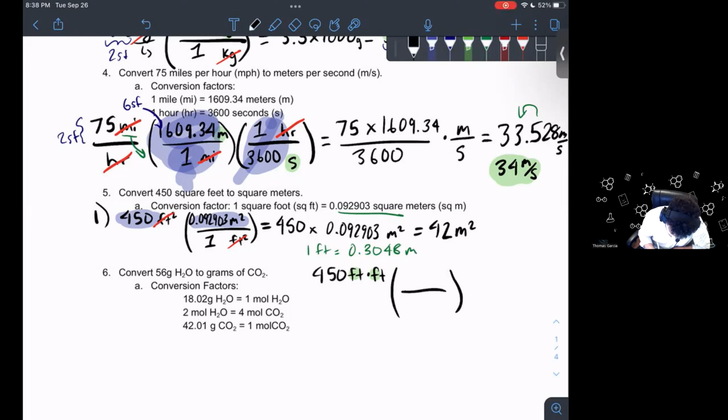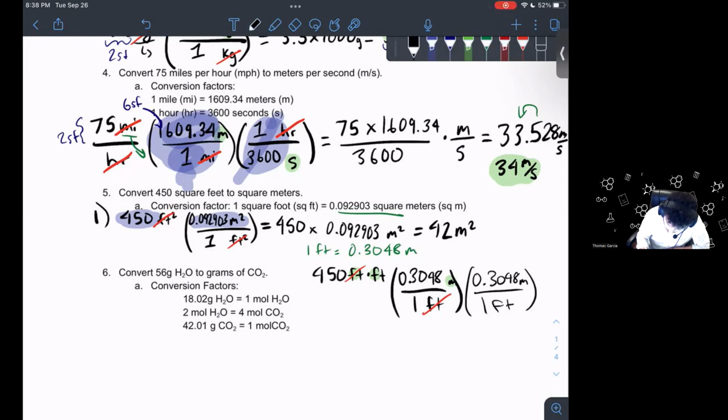So we go 1 foot is equal to 0.3048 meters. Now that cancels 1 foot out, but it doesn't cancel the other foot out. In addition, we only get 1 meter, not meter squared, so we actually need to do it again. 1 foot, 0.3048. And I realize I made a mistake over here. Let me just correct that one.